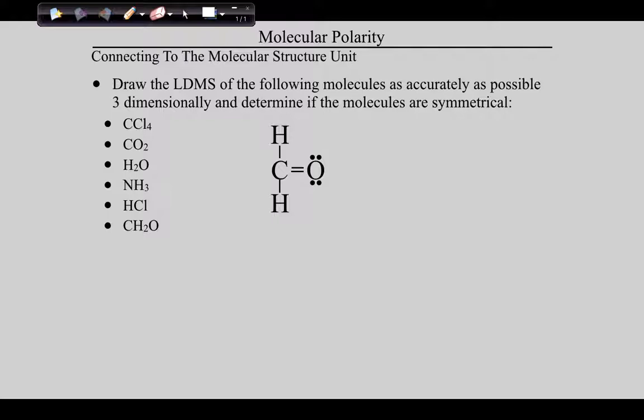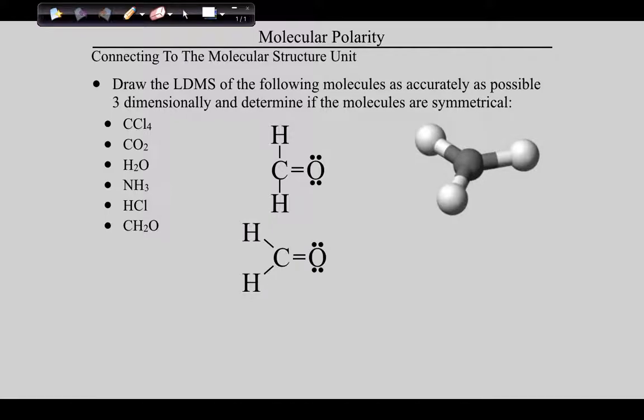Because what are the angles in a trigonal planar structure? 120 degrees. It looks like this. So guys, what I'm going to encourage you to do is draw it with those 120 degree angles. So if you've got something with a trigonal planar molecular geometry, draw it with a trigonal planar molecular geometry. You get the idea?